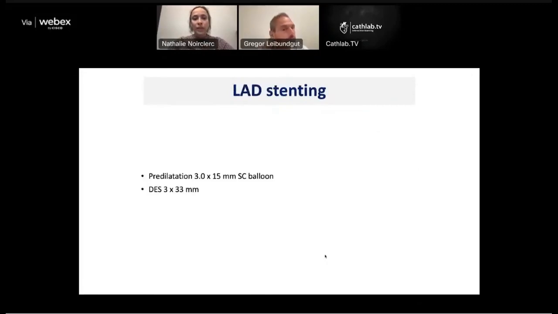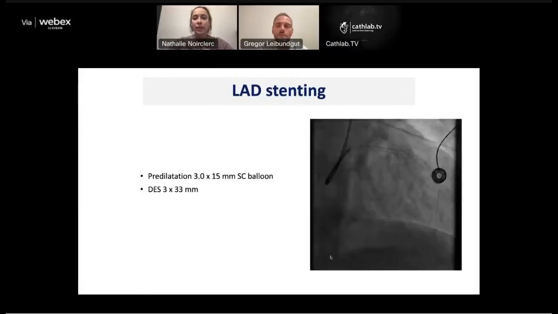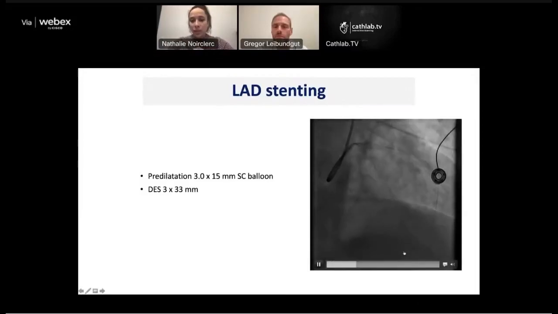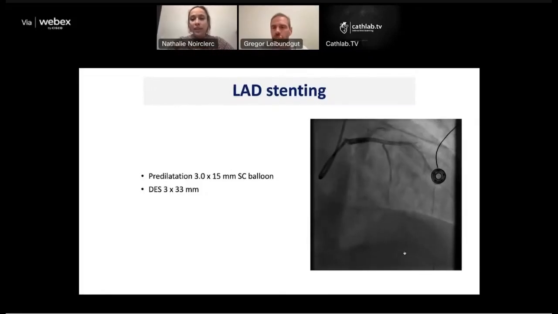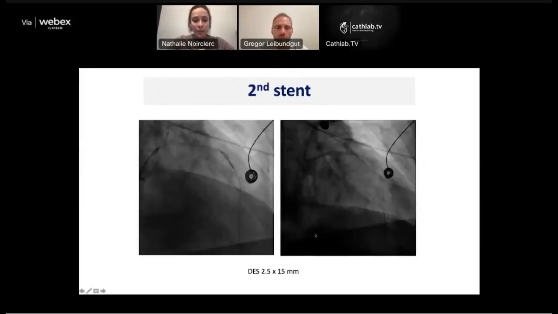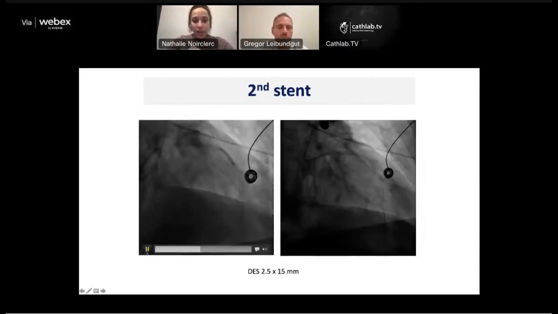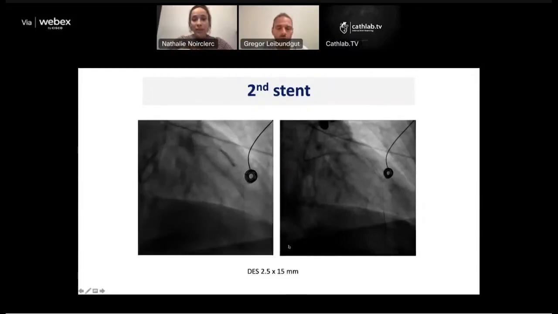So we can go next. I performed the pre-dilatation. I implanted the 3.0 DES, and the result is here. There was a dissection at the end of the stent. So I thought, okay, it's not a big issue. I put another stent, but it's not what happened. Here you can see the inflation. There is still an under-expansion of the stent.